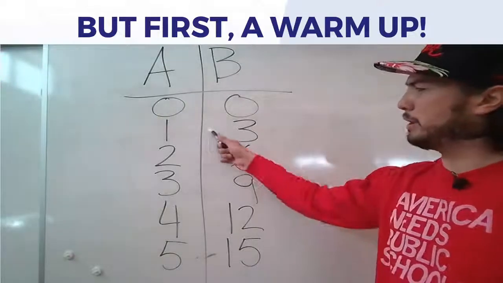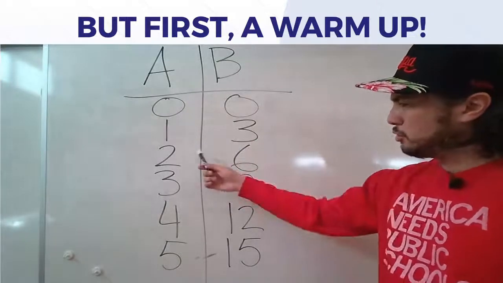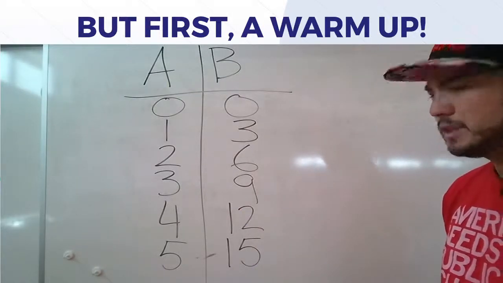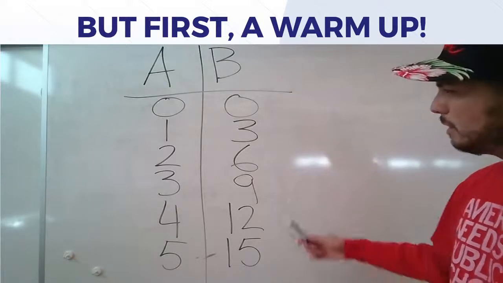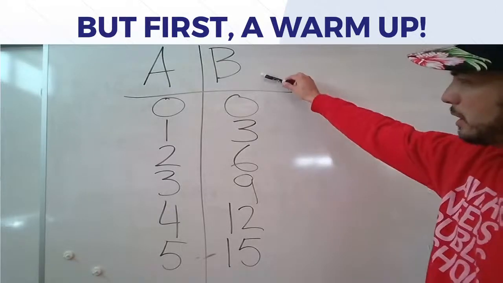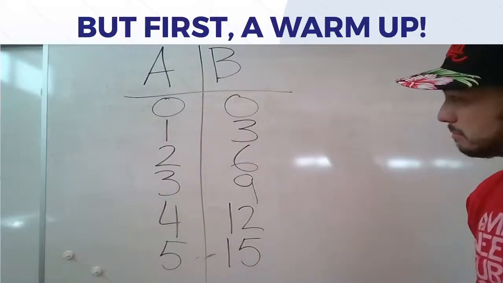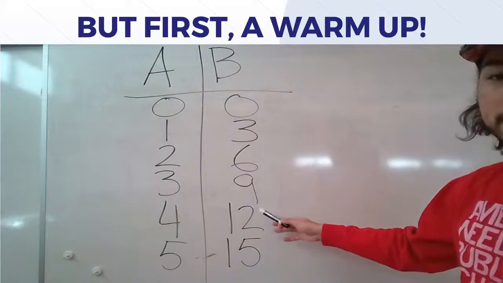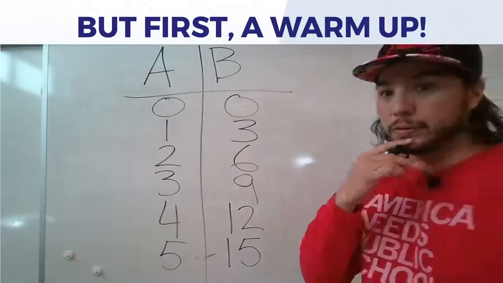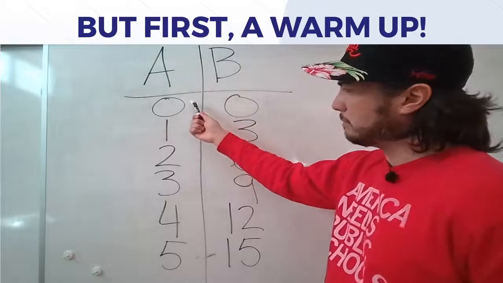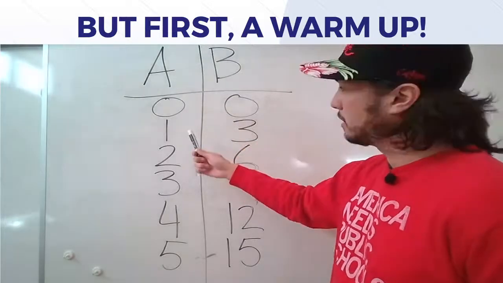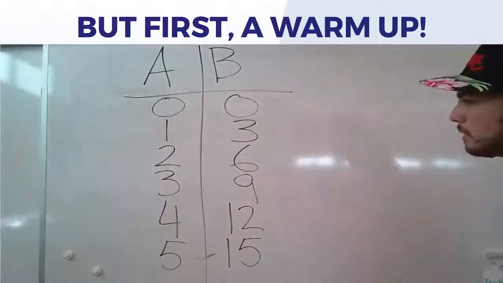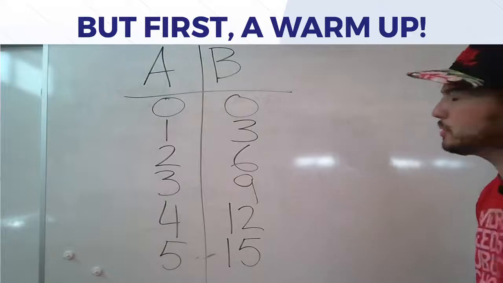Thinking about 1 and 3, 2 and 6, 3 and 9, 4 and 12, 5 and 15. One thing I'm noticing, and I see that in the chat as well, column B goes by threes. Goes up by 3 every time. 0 plus 3, 3 plus 3, 6 plus 3, 9 plus 3, so on and so forth. A goes up by 1. 0 plus 1, 1 plus 1, 2 plus 1, 3 plus 1. Okay?